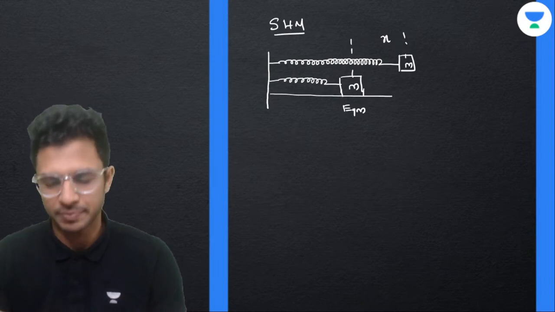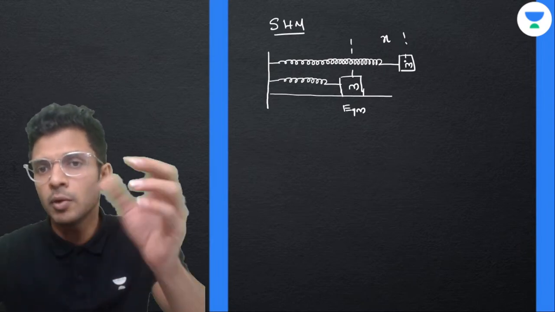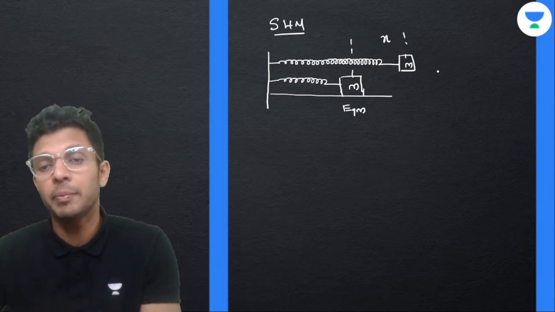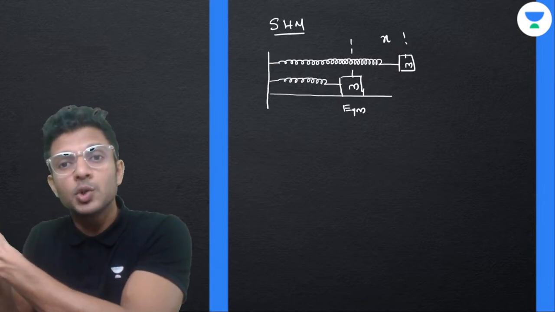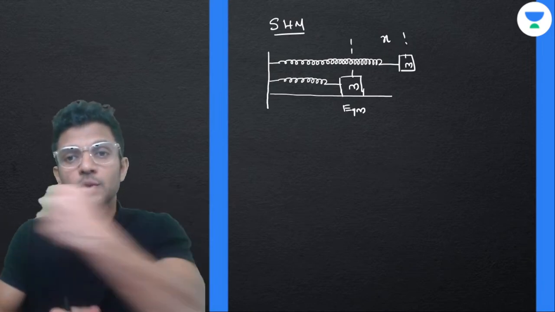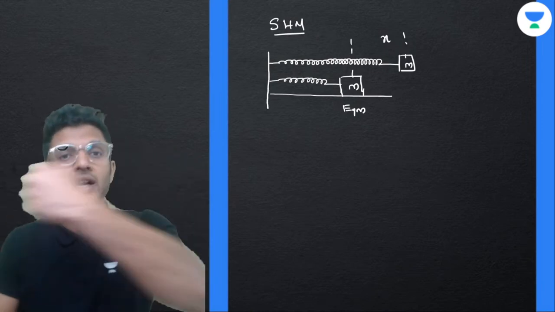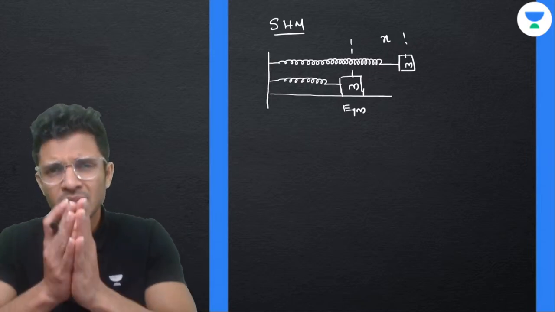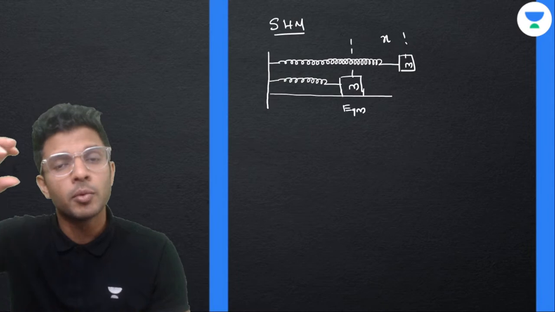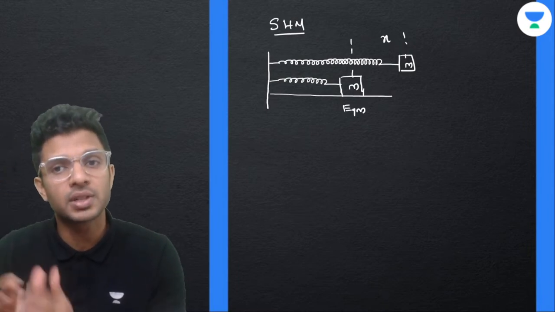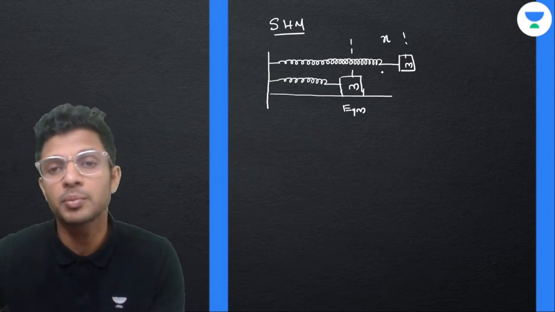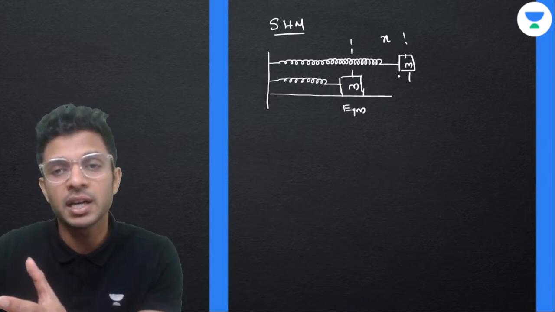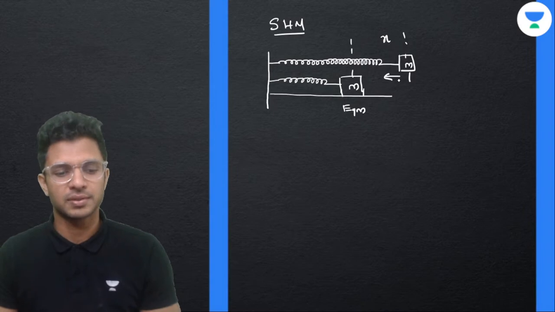Now tell me, the moment I remove the external force acting on this mass, what will happen? Yes, the mass will be pulled towards the equilibrium position, and you know that the mass will be undergoing oscillatory motion. Tell me, what is the reason? The moment we remove the external force, the mass is coming towards the equilibrium position. Who is bringing this mass from this position towards the equilibrium position?